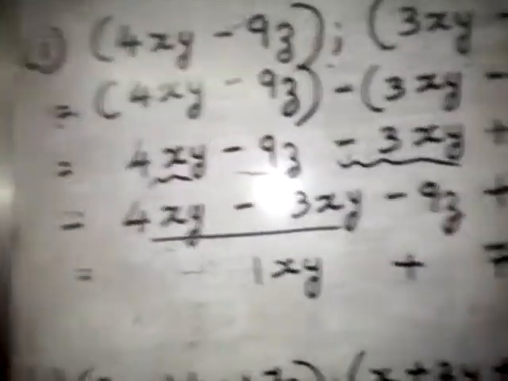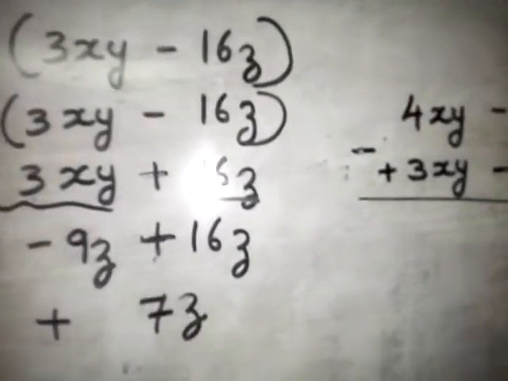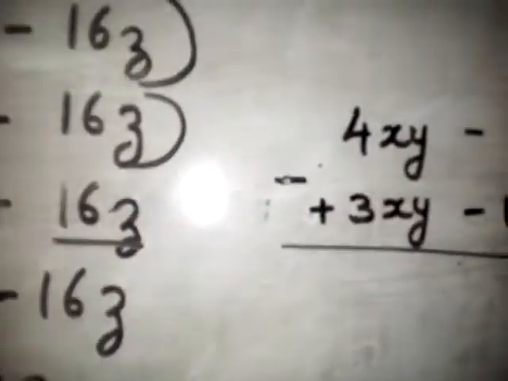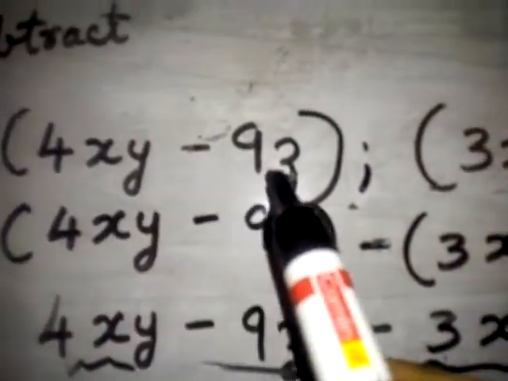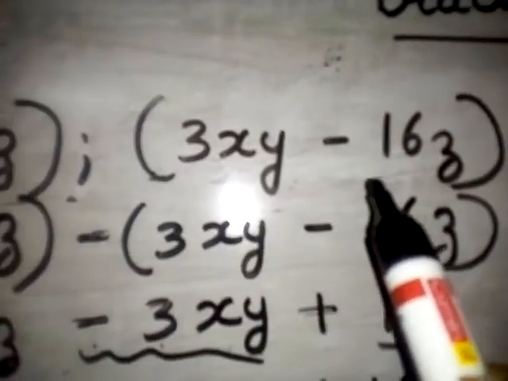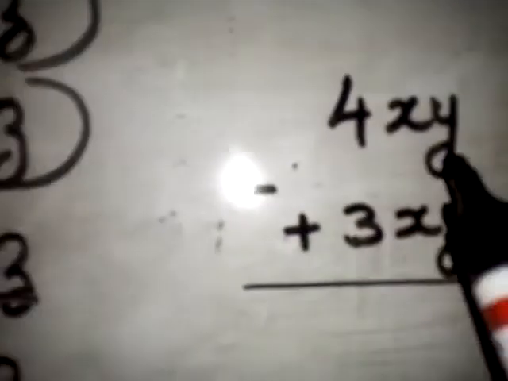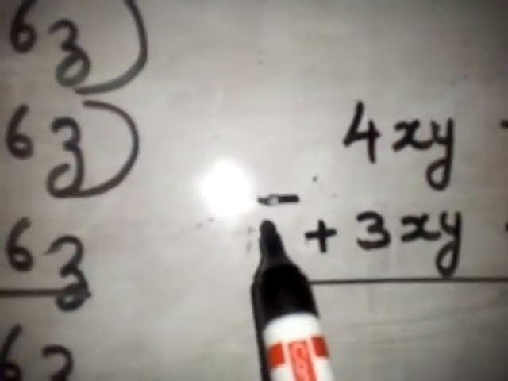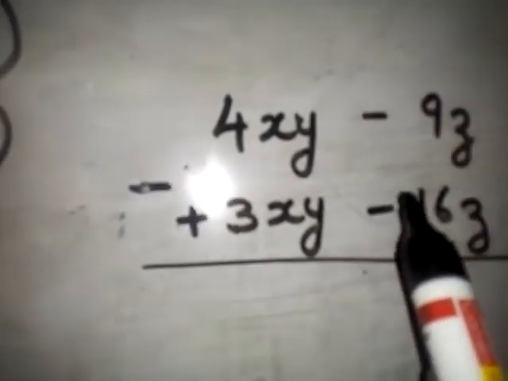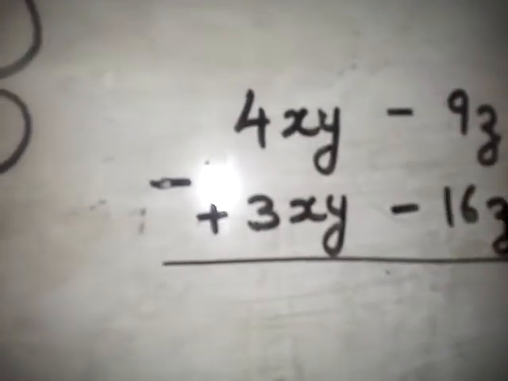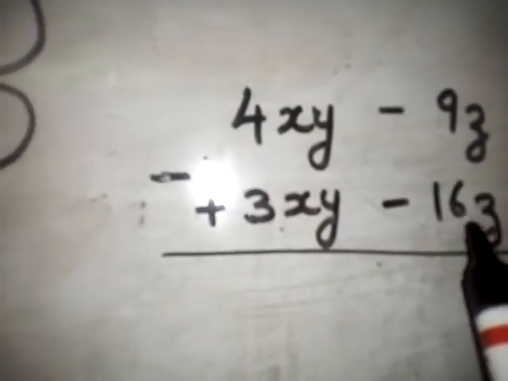Now we will do it in vertical arrangement. This is horizontal arrangement. In vertical arrangement, what is given in the question you have to write: 4xy minus 9z, 3xy minus 16z. So you have to write it in subtraction form. 4xy minus 3xy, 4xy minus 9z, and the second binomial expression is given, 3xy minus 16z.